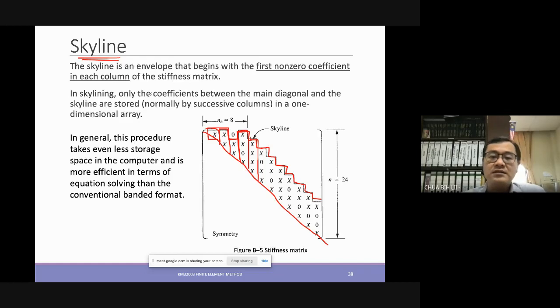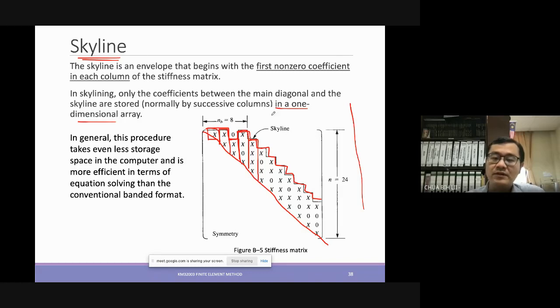So what we would do is this Skyline is an envelope that begins from the first non-zero in every single column, until the symmetry line. So in skylining, only the coefficients between the main diagonal and the skyline are actually stored, in a column way. So the computer will store it in one single row, normally in a one dimensional array.